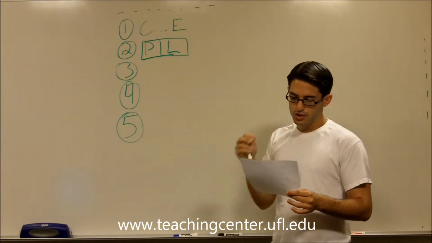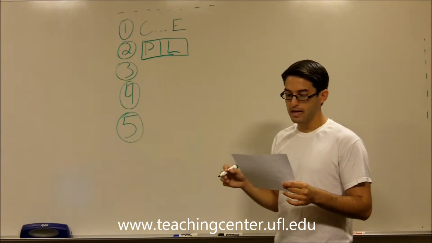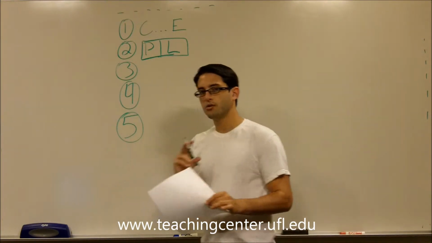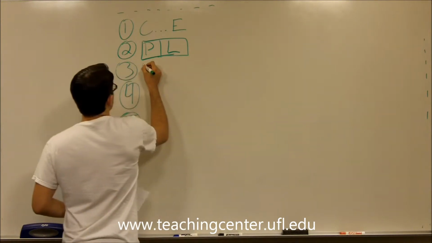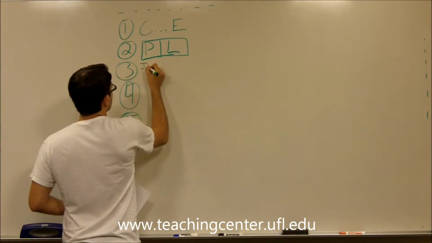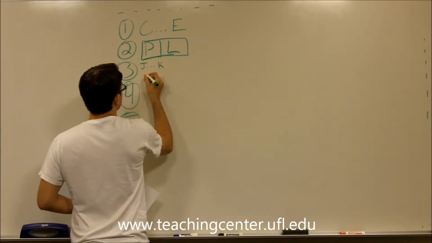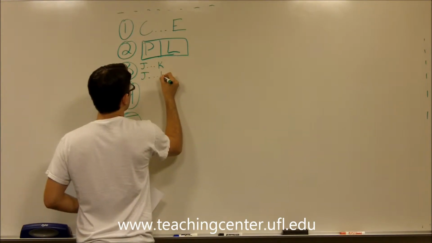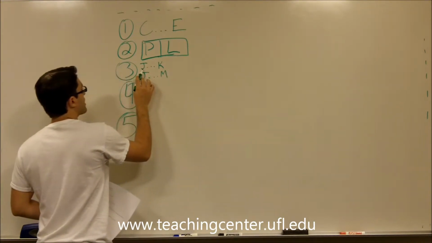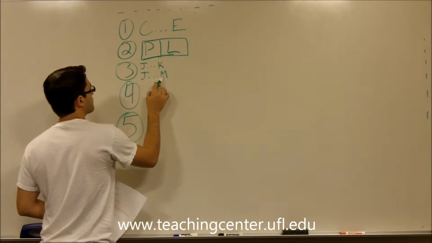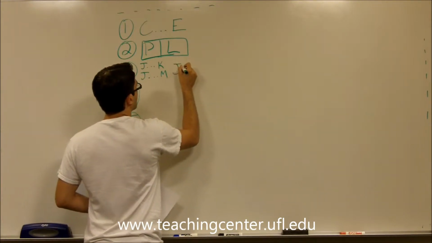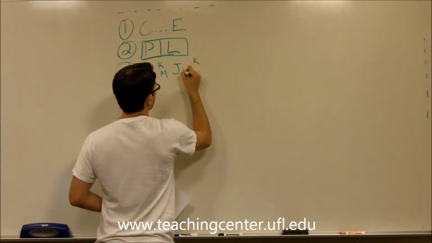3 reads, James arrives before both Kyle and Mary. So there's 2 ways you can do this one. You can either do it like this. James arrives before Kyle. James arrives before Mary. Or you can do it like this.